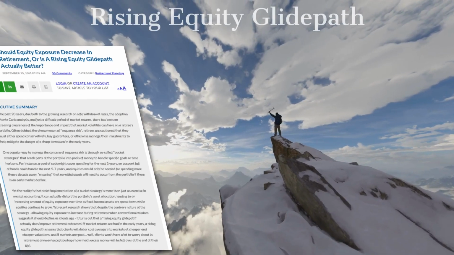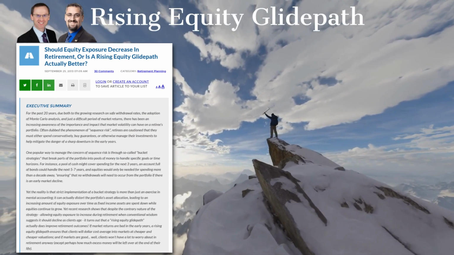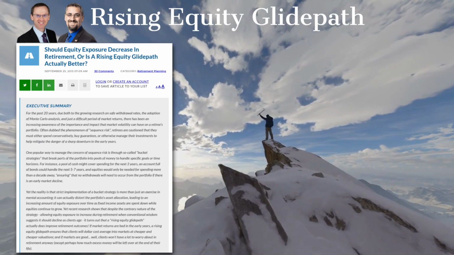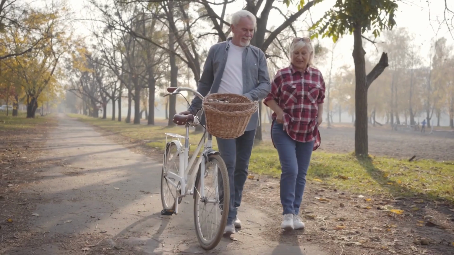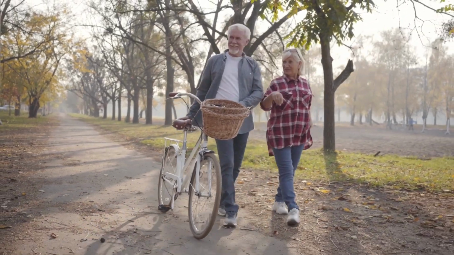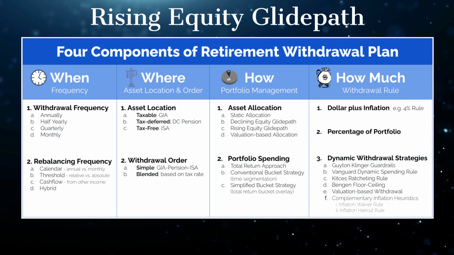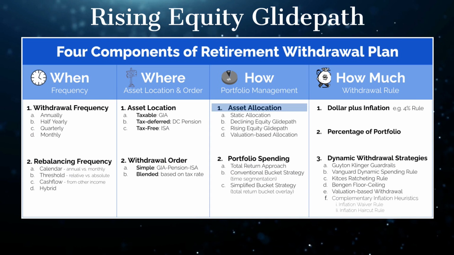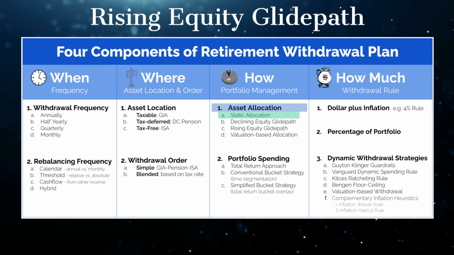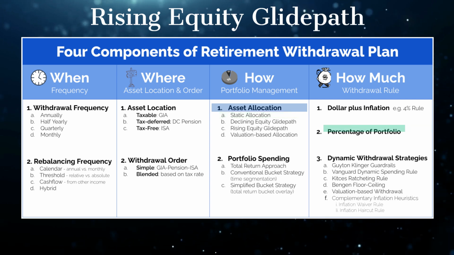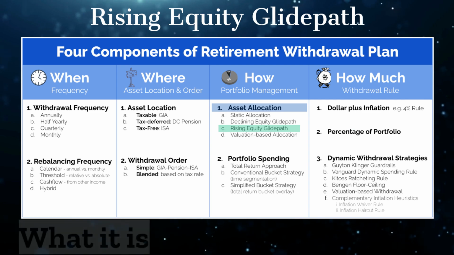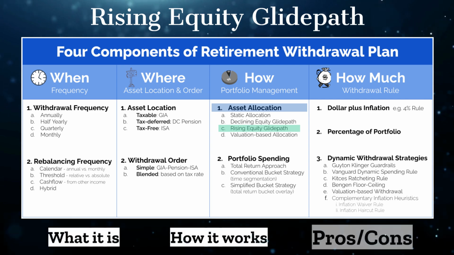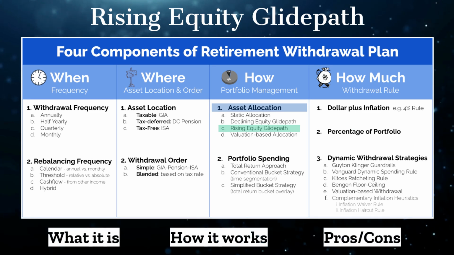Today we're going to cover Rising Equity Glidepath, first introduced by Pfau and Michael Kitces in 2013, a dynamic asset allocation strategy specifically for the retirement phase. This fits in the overall framework of retirement withdrawal strategies under how we manage our portfolio, and specifically asset allocation, where static allocation such as the classic 60-40 is the more popular one. Join me as we examine the Rising Equity Glidepath, what it is, how it works, its pros and cons, and my personal take on its implementation.